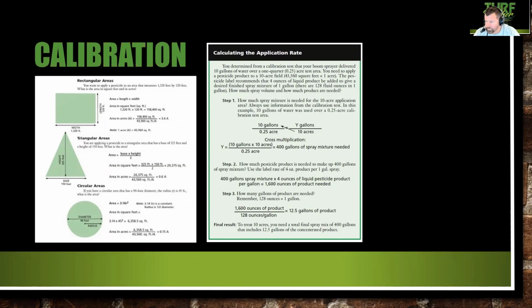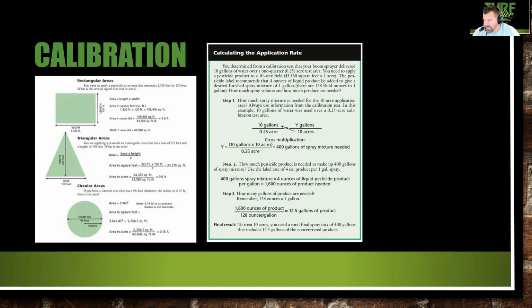So step one, we're going to figure out how much spray mixture is needed for the 10-acre application site. Always use information from the calibration test. In this example, 10 gallons of water was used over a 1/4 acre calibration area. So 10 gallons over the 1/4 acre, we're doing our cross multiplications to find out how many gallons per acre, and that gives us 400 gallons of spray mixture needed.